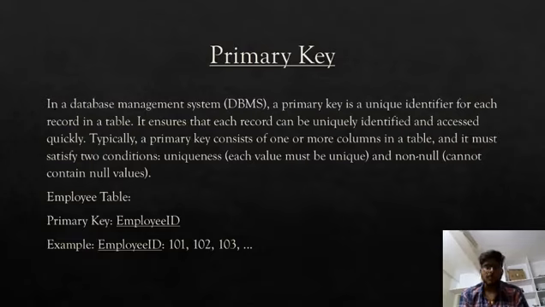In the employee example, employee ID plays a crucial role for the uniqueness of that employee. The primary key is represented by underlining the attribute of that entity. Typically, a primary key consists of one or more columns in the table, and it must satisfy two conditions to be a primary key. Uniqueness, that means each value should be unique, and the key should not be null. That is the not null condition, right?